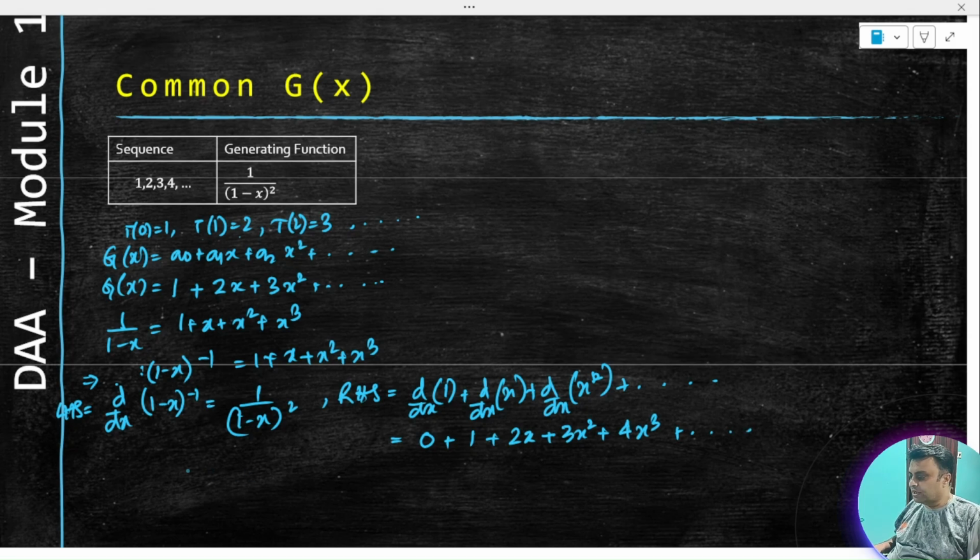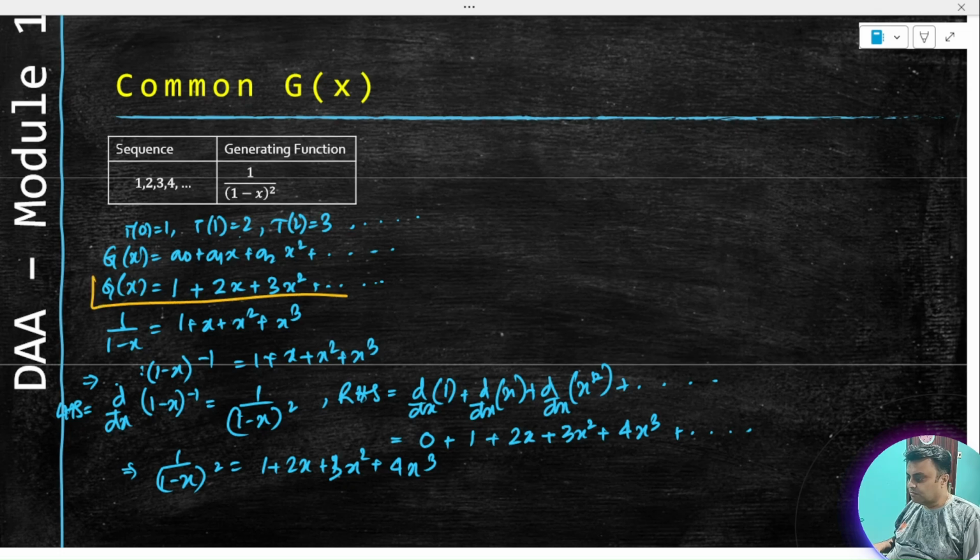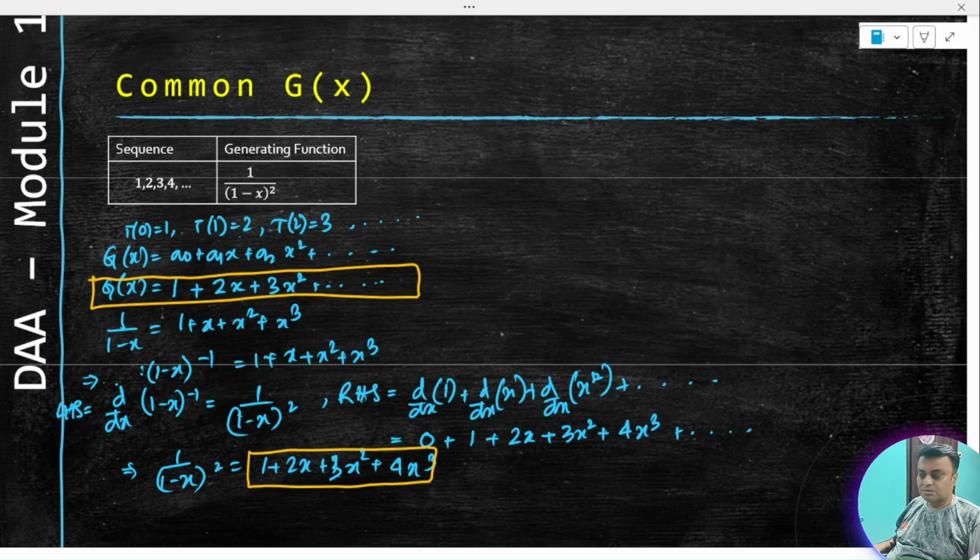So I can therefore write that 1 by 1 minus x whole square is equal to 1 plus 2x plus 3x square plus 4x cube, and so on and so forth. And what is this? If you see here, this is your Gx. Just see your Gx, what we started off with. We had started off with Gx as 1 plus 2x plus 3x square. Don't you think this is the same as this? Right? So of course it is the same as this. So therefore I can say that 1 by 1 minus x whole square is equal to my Gx. So that is what we have written here.